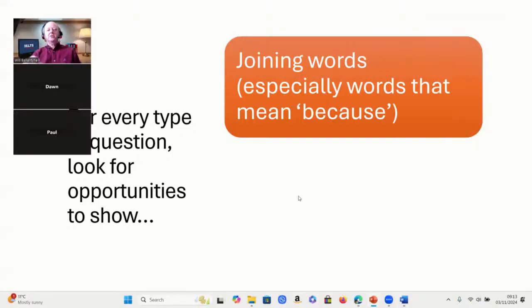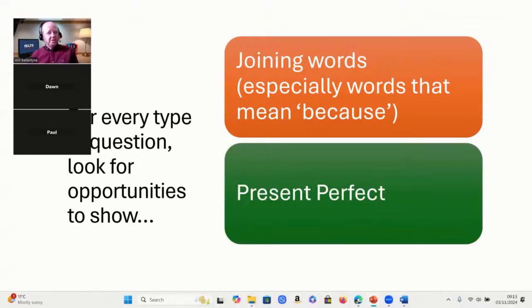Okay, I'll move my picture here. So you want to show some joining words, as we've seen. So we know because, we want to show better, right? So we want to show that when we answer. And it would be good if we could think of showing some present perfect. How could we show a sentence with present perfect? Now, often you have that opportunity when the question is present perfect. Have you ever, for example?